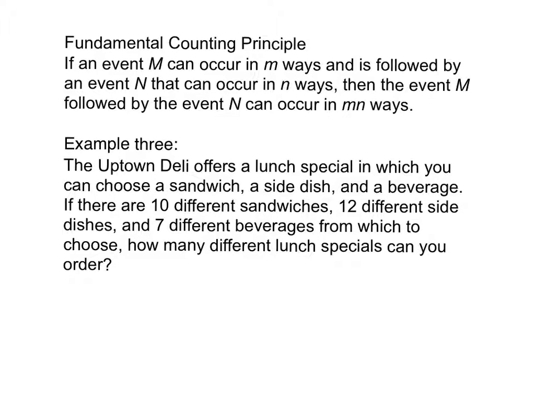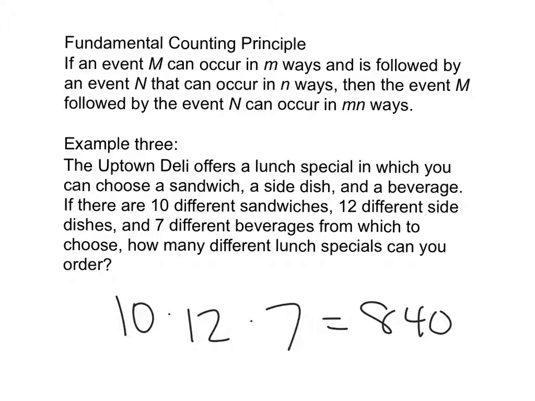So for example, if you had a lunch special at Uptown Deli, you could take the amount of options in each of your categories and multiply them. So you have 10 different sandwiches, 12 different sides, and 7 beverages. And what you do is you multiply those 3 numbers, the amount in each category, to give you the number of options. So instead of listing out 10 different sandwiches and 12 different sides and so forth, this is just an easier way of completing this particular problem.